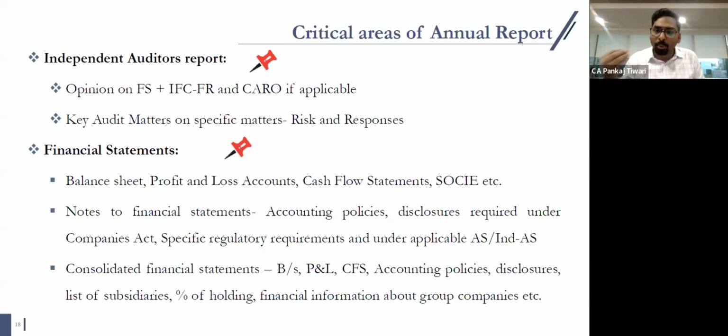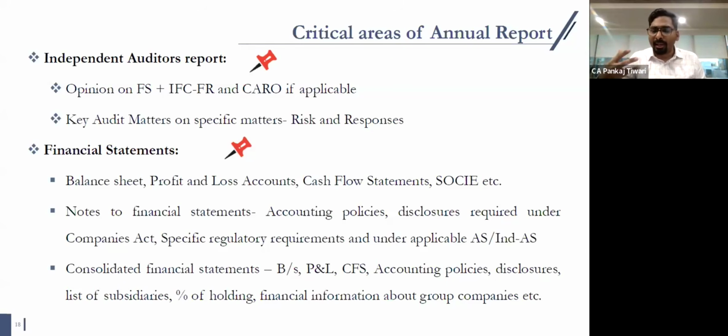So, if you really want to read the annual report, my friend, or audit report, the important points get covered in this CARO report, and it will give you a lot of insights into the company, and I will discuss some of them. Another is the key audit matter, which is presented in all the annual reports. Now, why should I read the key audit matter of any auditor's report?